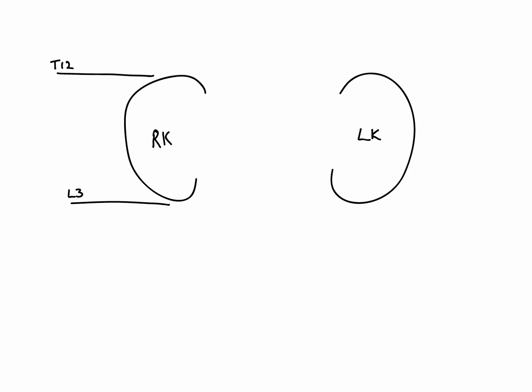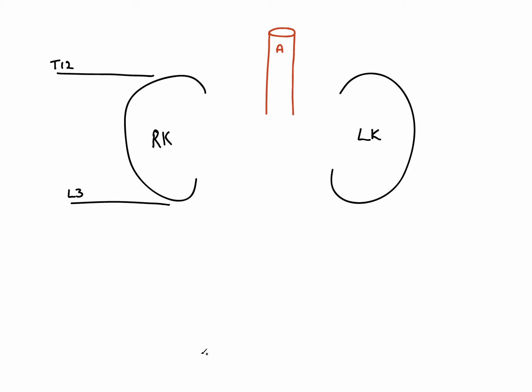Now if we start off by looking at the blood supply to the kidneys and suprarenal glands, we can see that both of the kidneys are going to be supplied by two branches of the aorta. So here we can see the aorta. Remember, the aorta passes into the abdomen through the aortic hiatus, passing through the diaphragm at the level of the 12th thoracic vertebra.